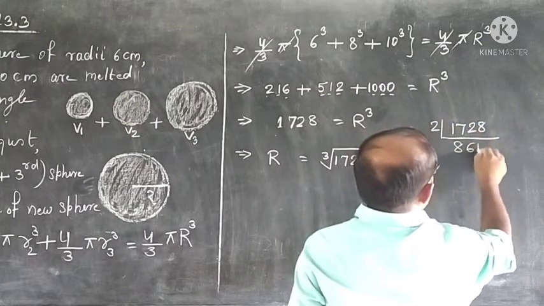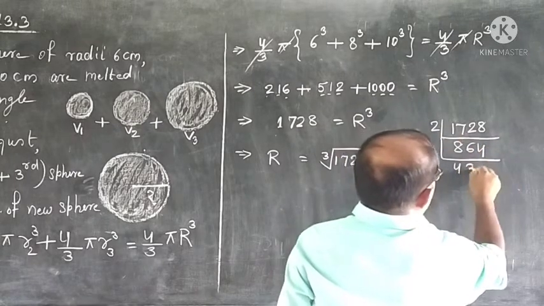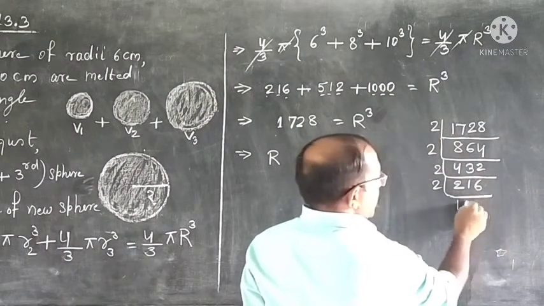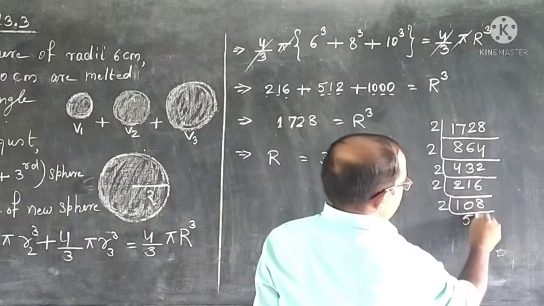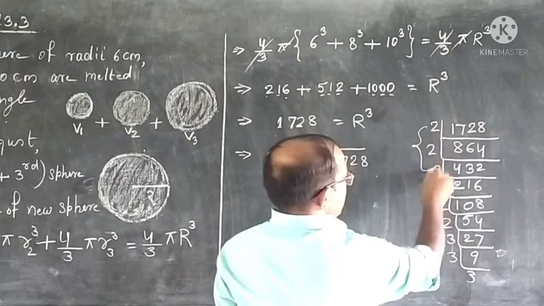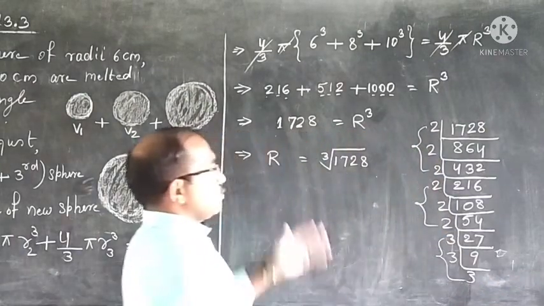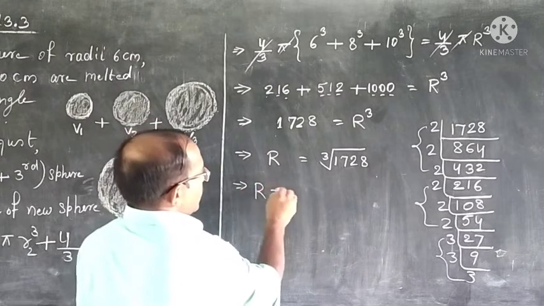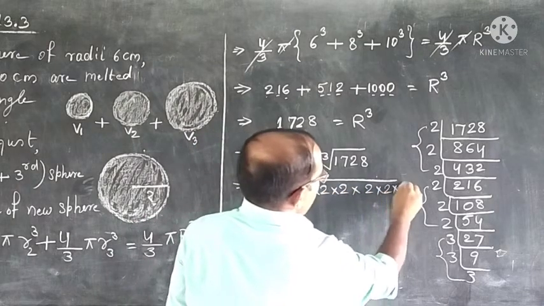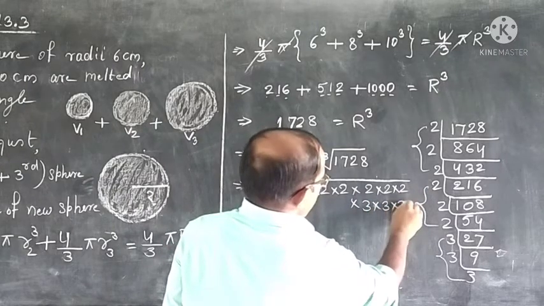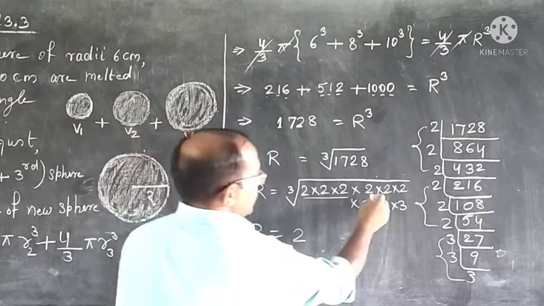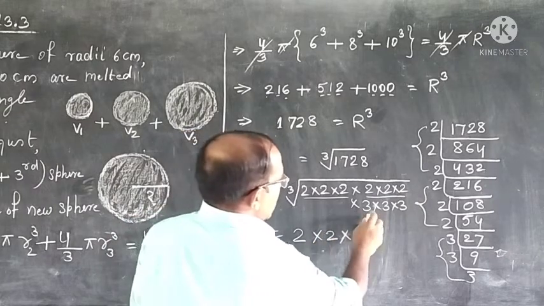Dividing by 2 repeatedly: 1728, 864, 432, 216, 108, 54, 27, then 3 nines and 3 threes. So, we can see every 3 equal numbers coming here: 2 2 2, 2 2 2, again 3 3 3. So, R is equal to the cube root of 2 into 2 into 2, again 2 into 2 into 2, and then 3 into 3 into 3. Therefore, we get finally the radius of the new sphere: out of 3 same numbers we take 1, so a 2 comes out, another 2 comes out, and 3 into 3 into 3 gives a 3.